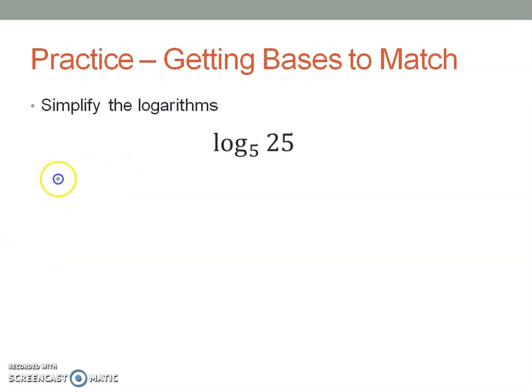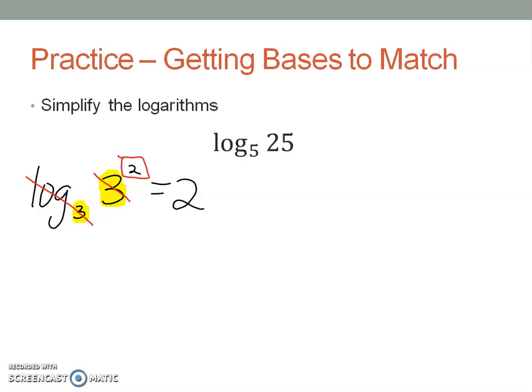After we covered that, we talked about how problems like log base 3 of 3 squared would equal 2. And the reason that they do is because you've got a log and an exponential function. Their bases are both 3s. So since their bases were the same, we were able to cancel them, and we were left with a 2 for our answer. Okay?